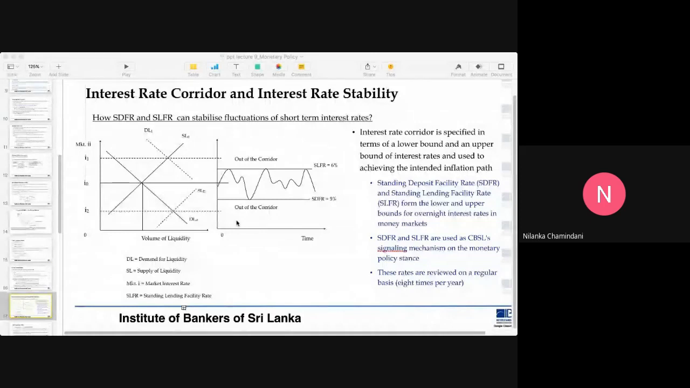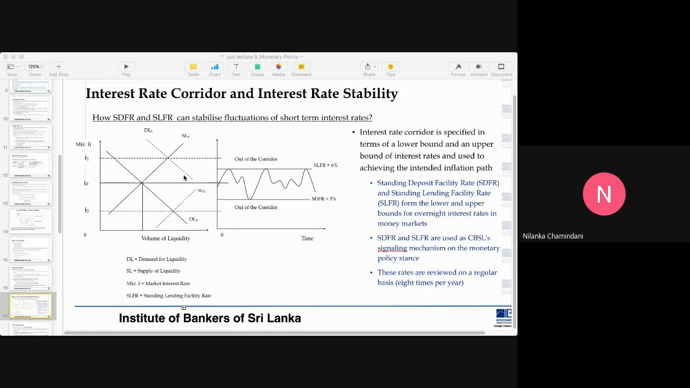The standing deposit facility rate, you already know what it is. Here in the slide I have also given the definition. And the standing lending facility rate is the high rate, 6%. These are the current rates. And the deposit facility rate is here.